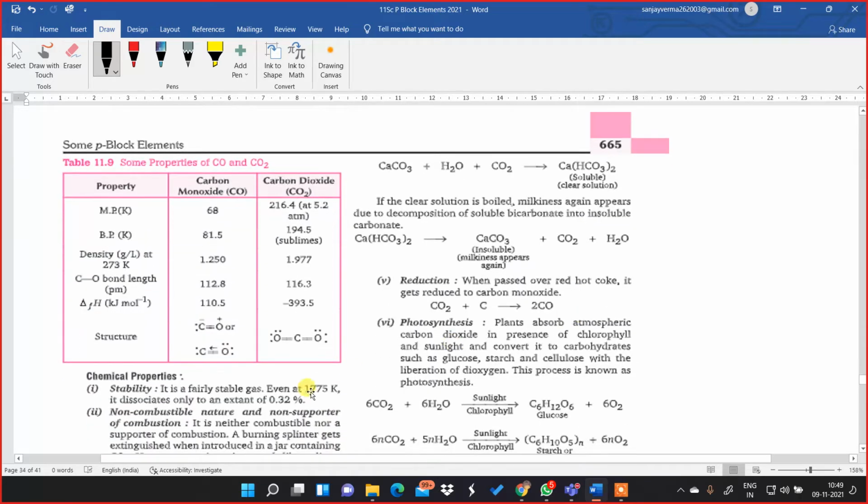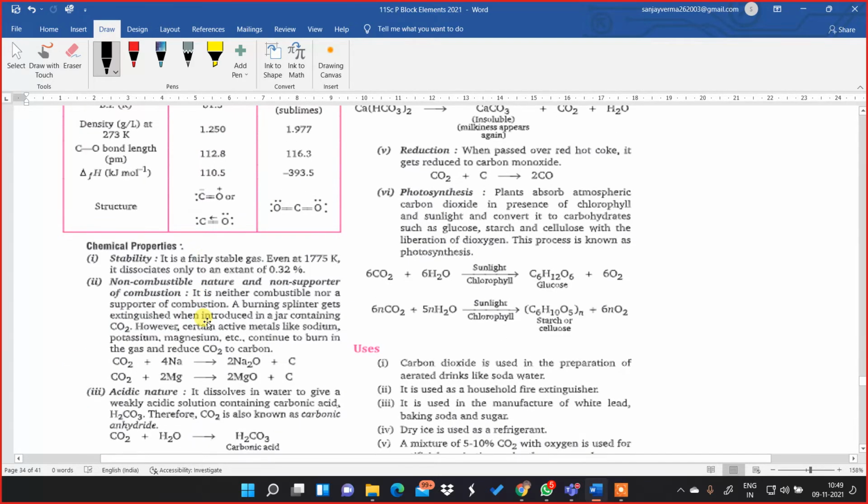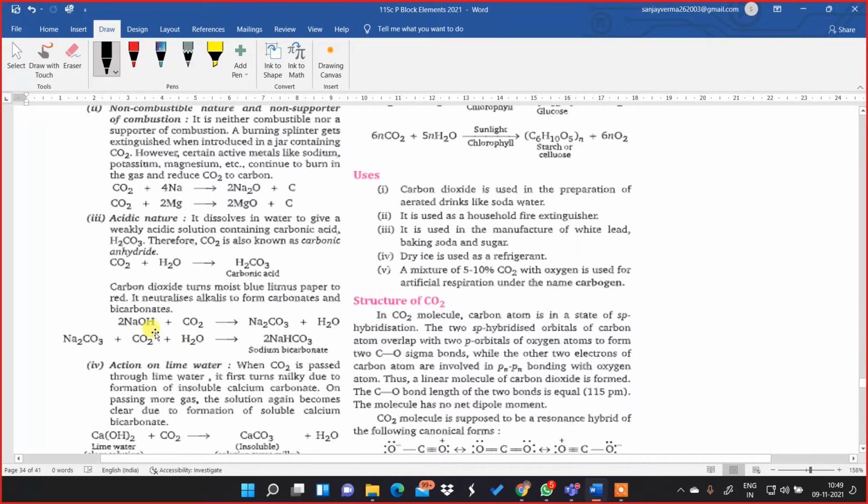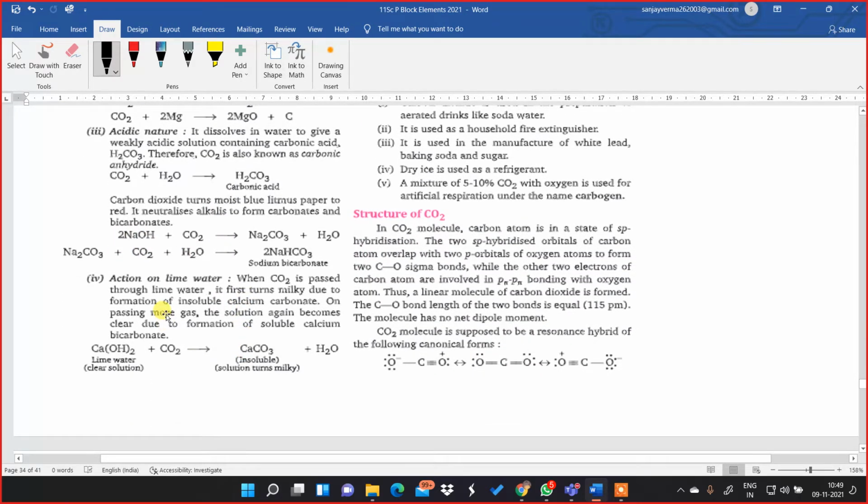Okay, then after that, if you come down to the chemical properties over here, under chemical properties, only the lime water test is necessary. Like if you pass carbon dioxide gas through this one, number 4, only the lime water test is there in the syllabus, nothing else. Okay. So here, remember, when this gas, carbon dioxide gas, is passed through lime water, it first turns milky due to the formation of insoluble calcium carbonate. On passing more gas, the solution becomes clear due to the formation of soluble calcium bicarbonate. So this is the first step.